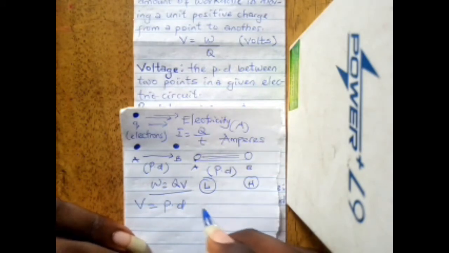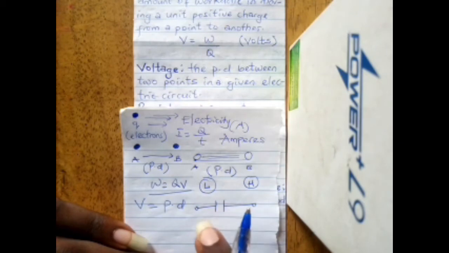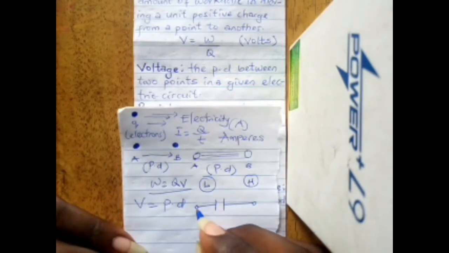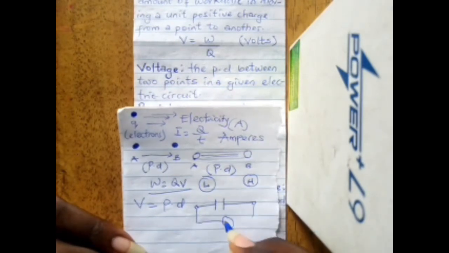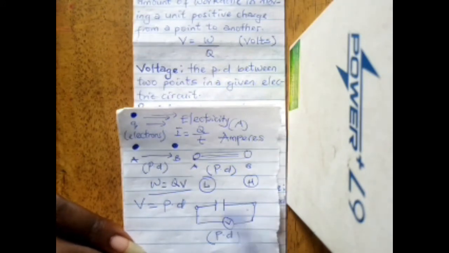Let's say, for example, you have a cell, and this is a battery cell. It converts chemical energy into electrical energy. By connecting a voltmeter to these ends, what is being measured across the ends of this cell is the potential difference, which is the work done in moving a charge from one point to another. So the potential difference is what is being measured here.